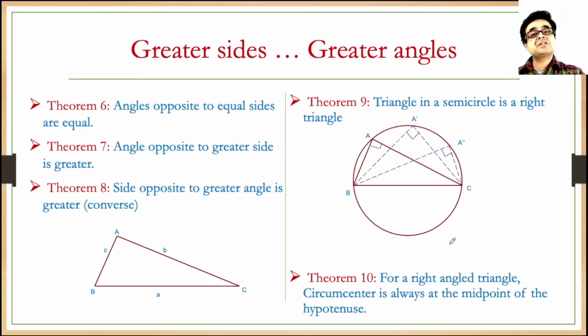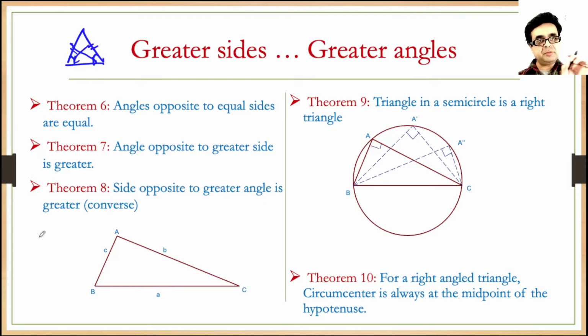So from here we jump on to another set of theorems about how the sides are related to angles within the triangle. If you recall, we talked about how the side opposite to angle A is the side A. So the first theorem is that angles opposite to equal sides are equal. So in an isosceles triangle, for example, these are the two equal sides. Then what the theorem states is the angles opposite to equal sides are going to be equal. So this angle is opposite to this side, and this angle is opposite to this side, and these two angles would be equal.